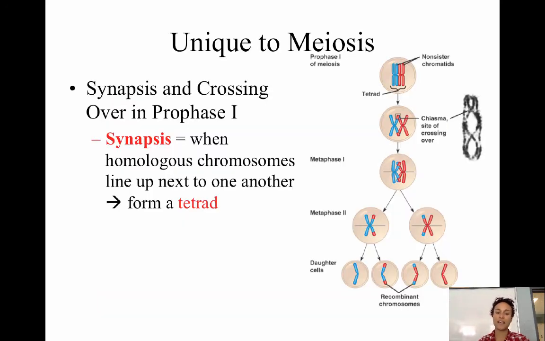So synapsis is actually talking about the process that happens when we get 2 homologous chromosomes coming together, and they form a tetrad. If you remember what tetra means in things like chemistry, tetra equals 4. So a tetrad means that these are our homologous chromosomes, they come together, and now we have 4 chromatids that are physically connected with each other.